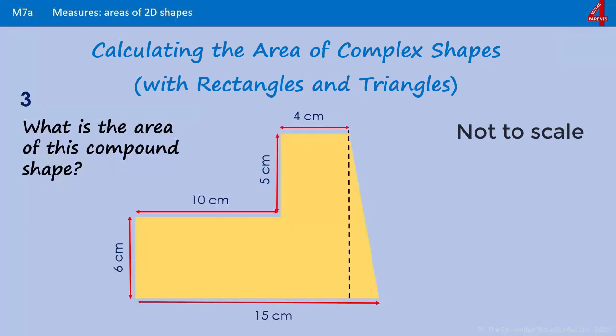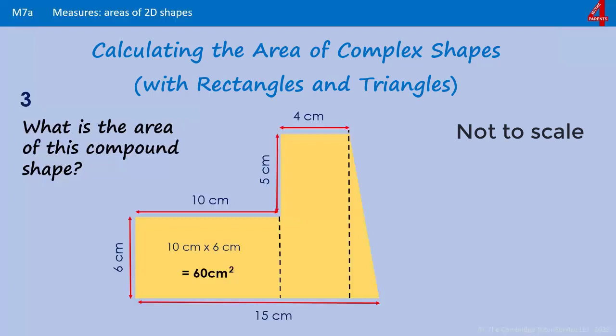Starting with a triangle and 2 rectangles. I'm going to do this bit first because it's easier. I can see that that bit is 10 centimetres wide, not 15, because 15 is the total shape which incorporates another rectangle and a triangle. 10 times by 6, that's 60 centimetres squared.